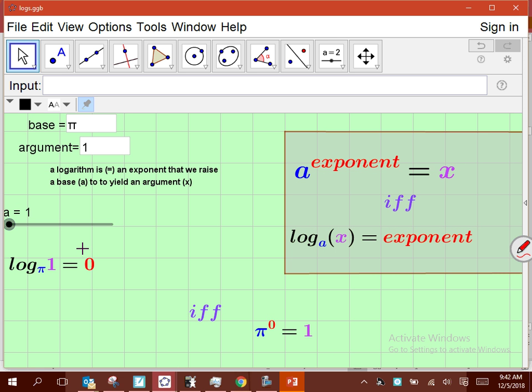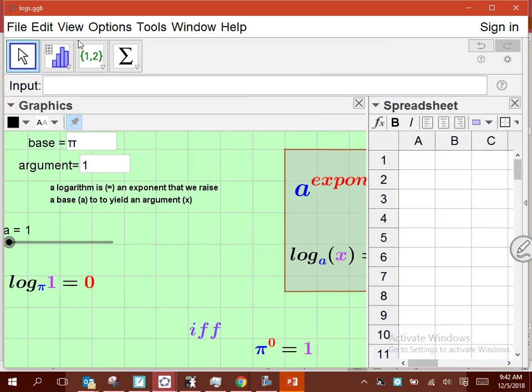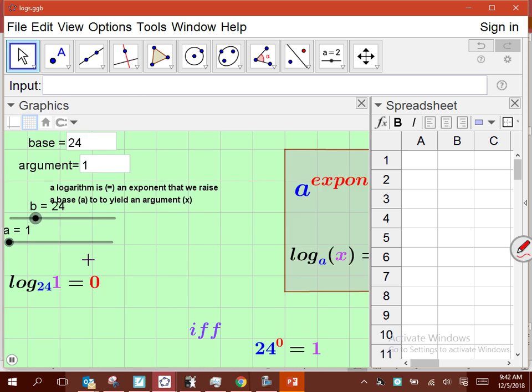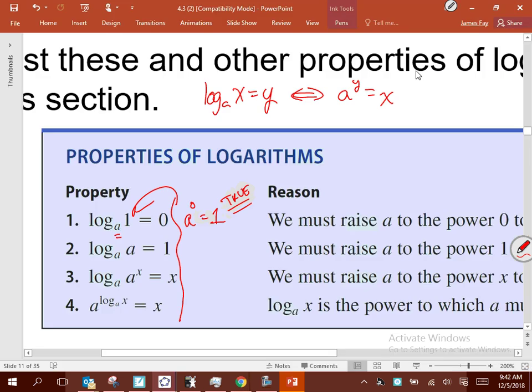Where'd my b go? You see that when I move that b, the base is changing, but that never changes away from 0, right? Okay, so that's true. What about this one? Well, a raised to the first power, does that always come back and give you a? So what that means to us is that a is anything it wants to be.